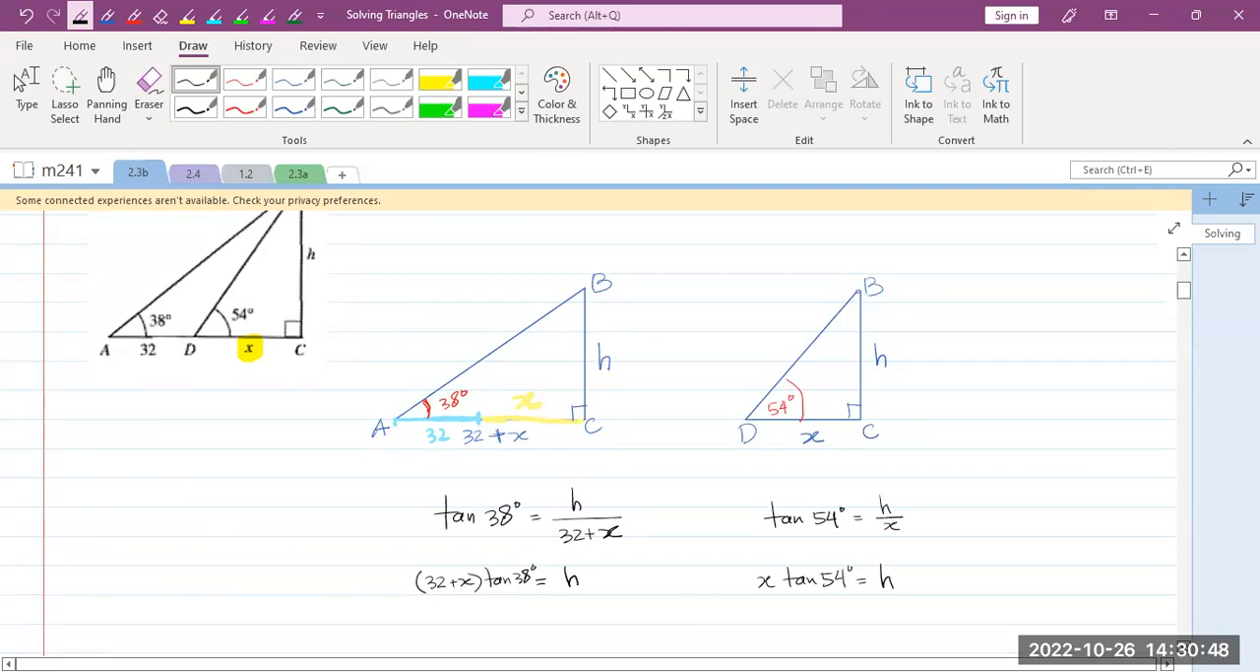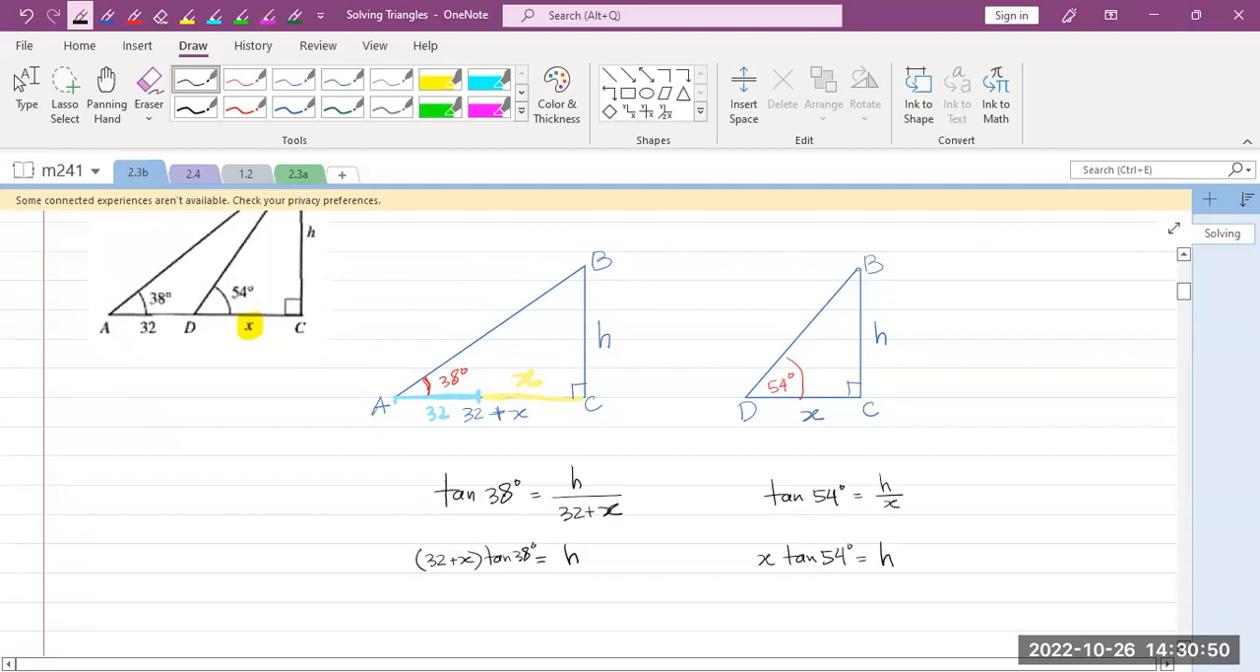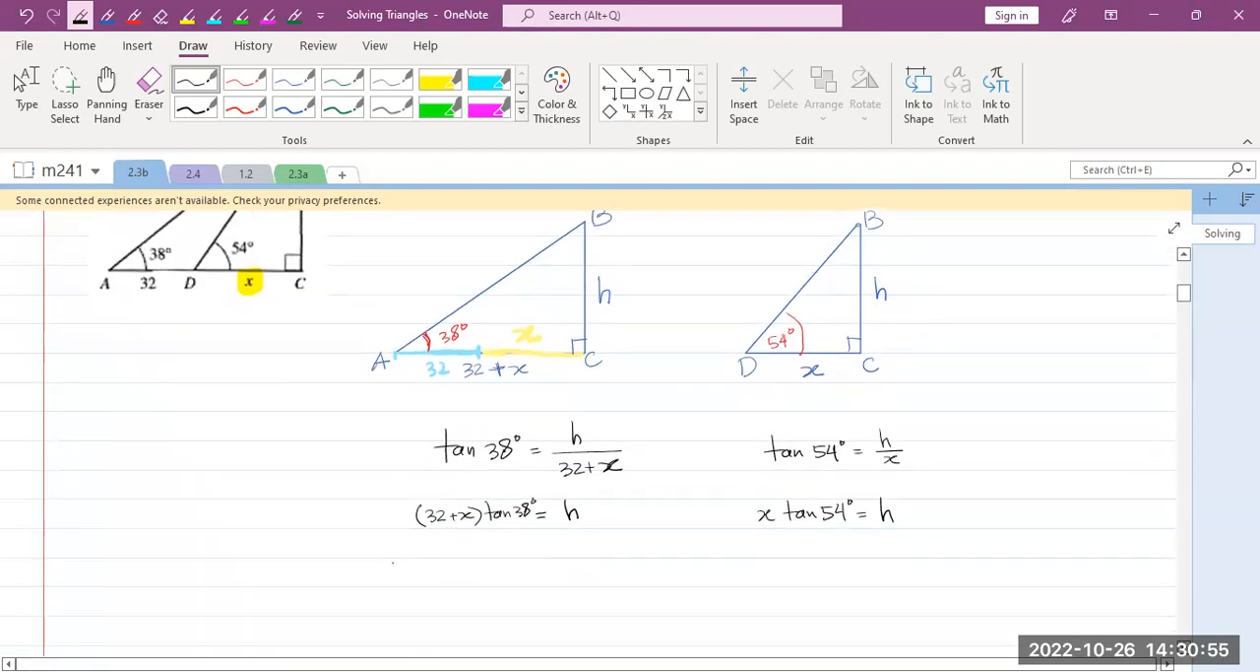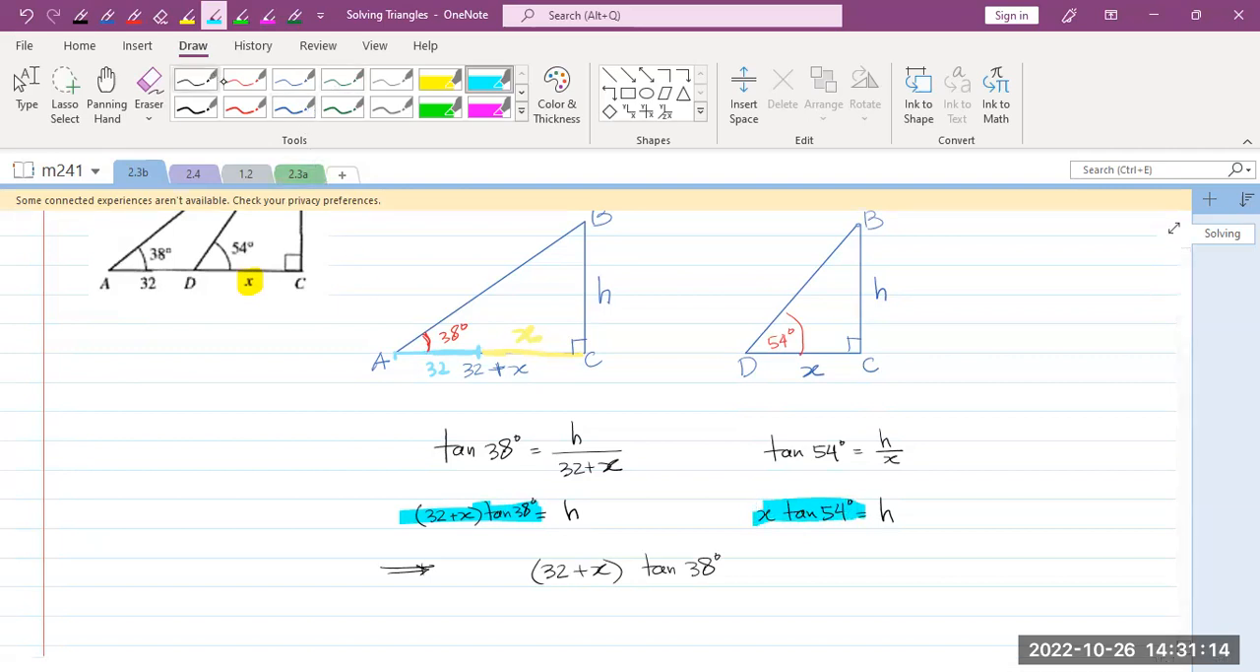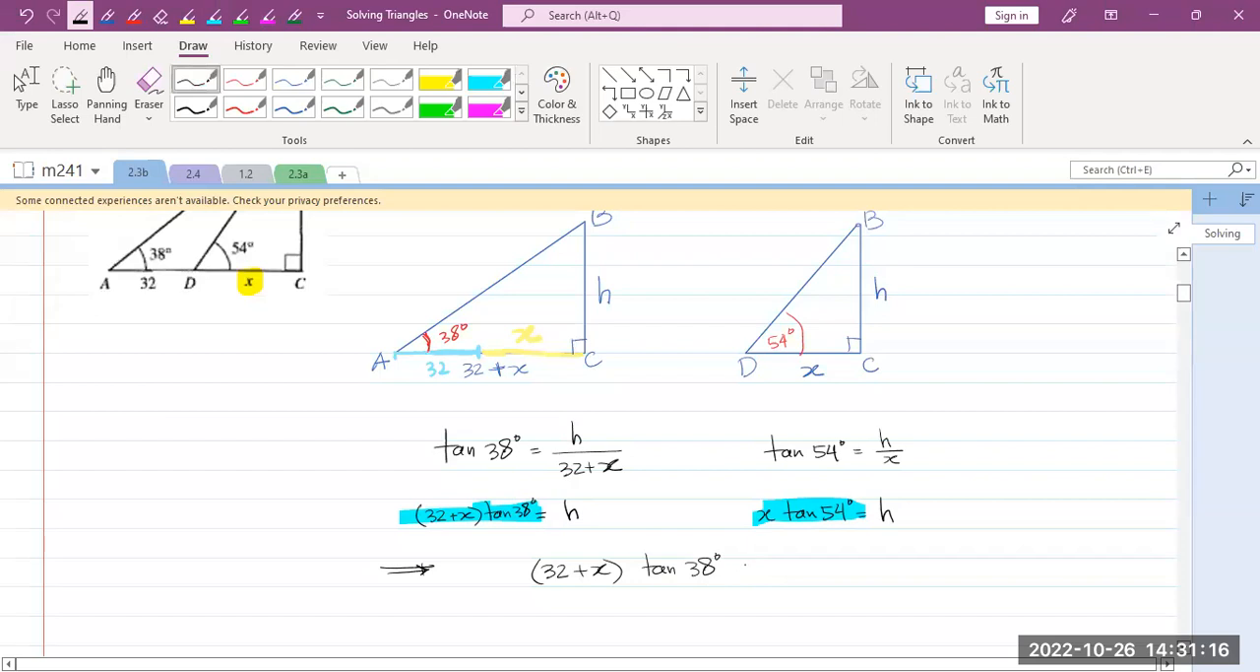Now, this h here, the height, is being shared by both of them, side BC, right? So we can equate them to each other. So we have 32 plus x times tangent 38 degrees. That's from the first equation, right? This is equal to h, but this guy also equals h. Okay, equals x times tangent 54 degrees.